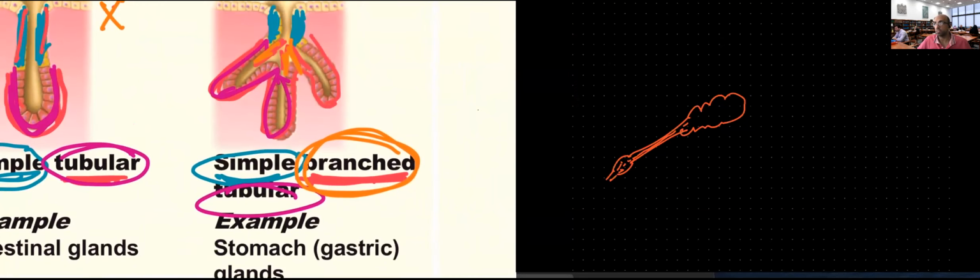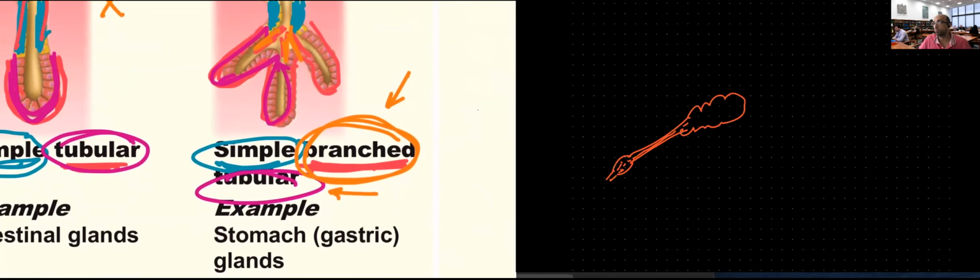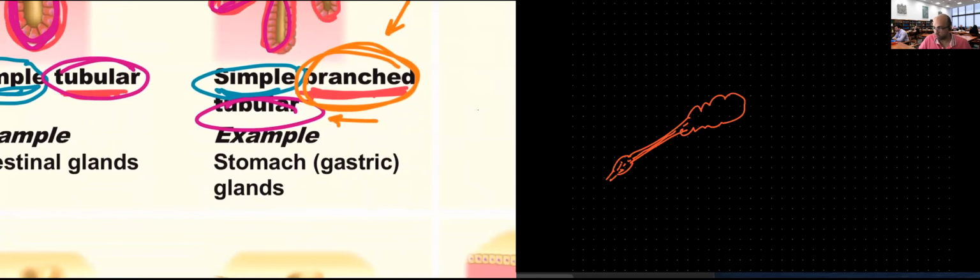And this duct is connected to multiple secretory regions, so it's going to be branched. And those secretory regions are elongated, so they are tubular. So we're going to call this a simple branched tubular gland. And those are like the stomach or gastric glands.